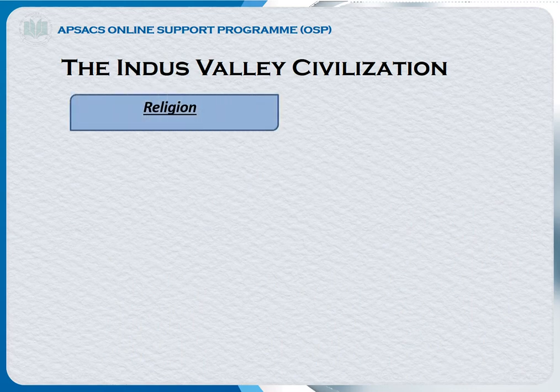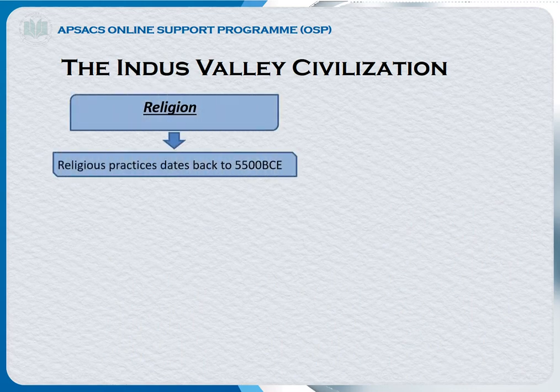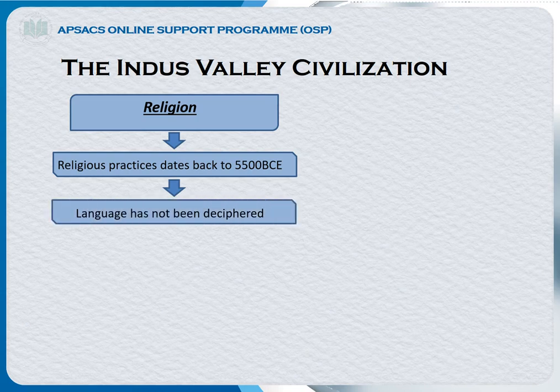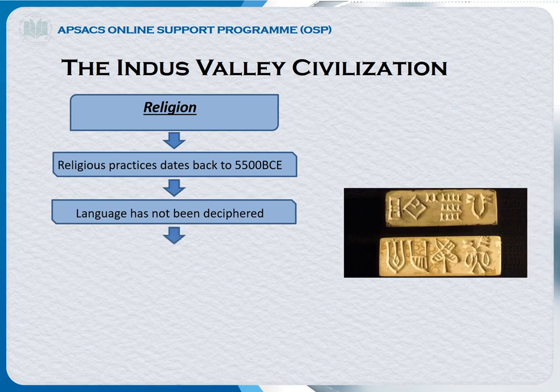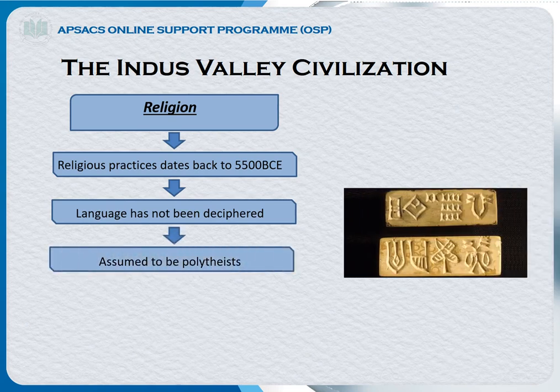Let's come towards religion of this civilization. Now, the religious practices date back to 5500 BCE. And the religion of the Indus Valley people is still unidentified because their language has not been deciphered yet. They are assumed to be polytheists.